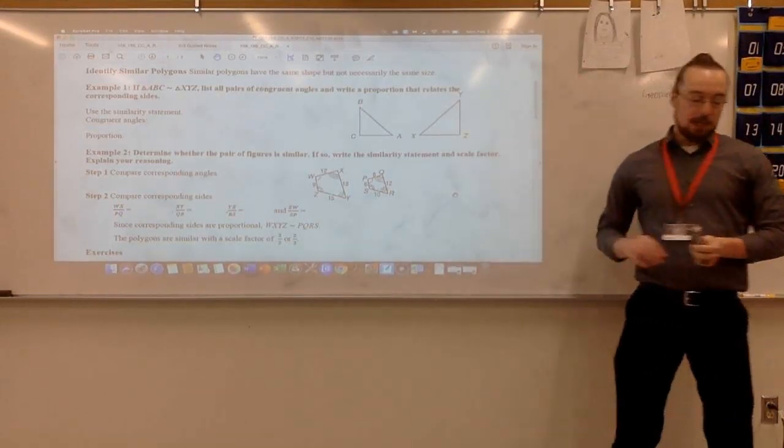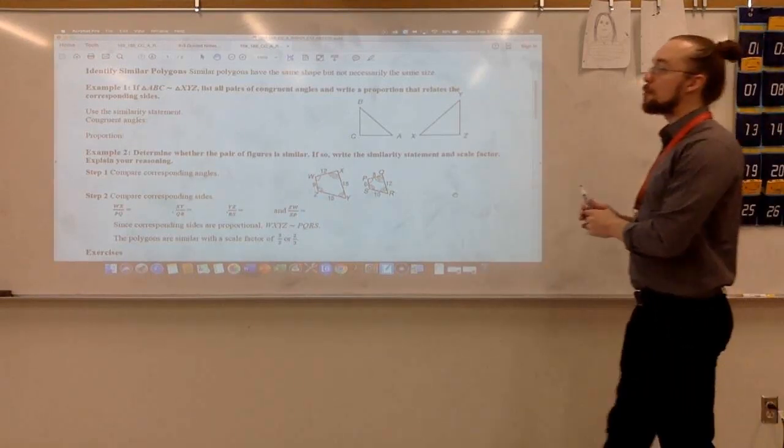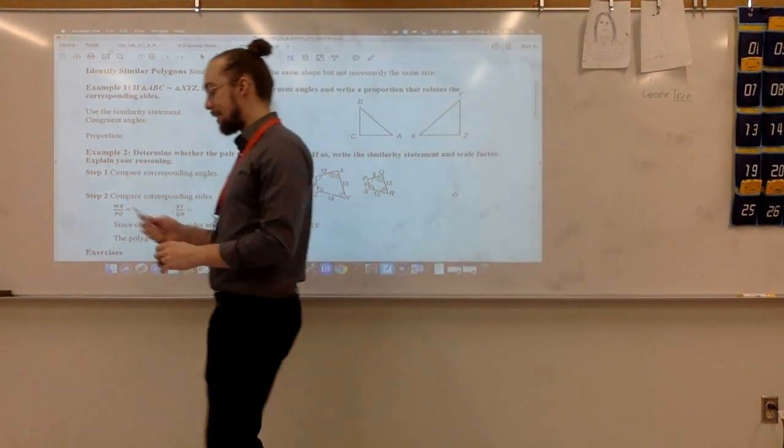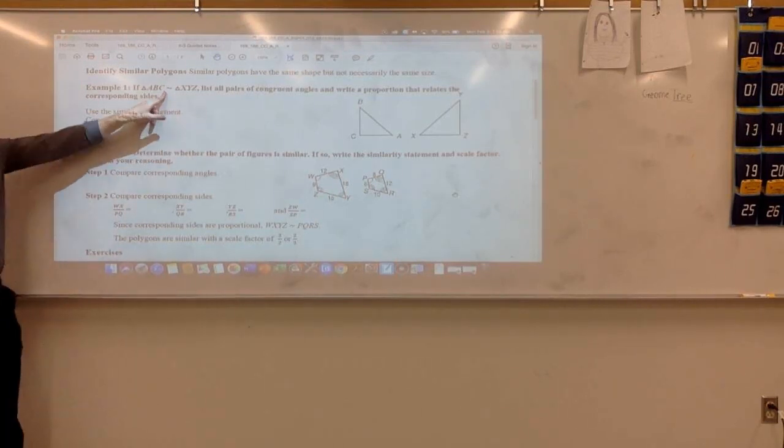Alright. Similar polygons. Similar polygons are figures that have the exact same shape, but a different size. Two very important properties for looking at similar figures. I guess I should first mention the notation.